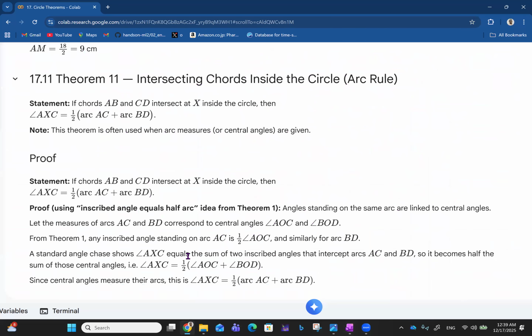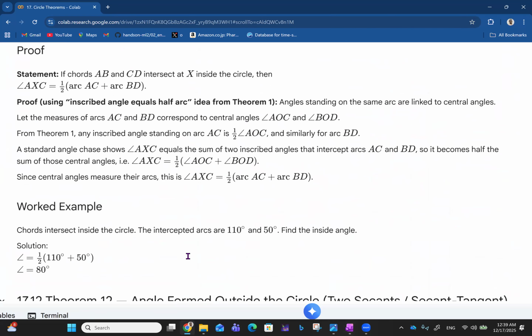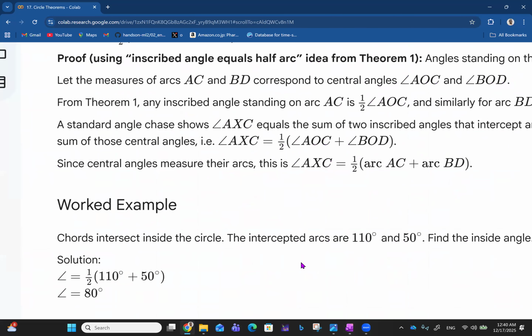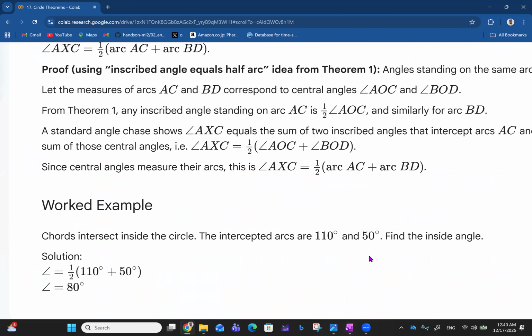This one says, for the worked example, the chords intersect inside the circle. The intercepted arcs are 110 and 50. Find the inside angle. So of course the inside angle will just be half of 110 plus 50. That's half of 160, which is 80 degrees.